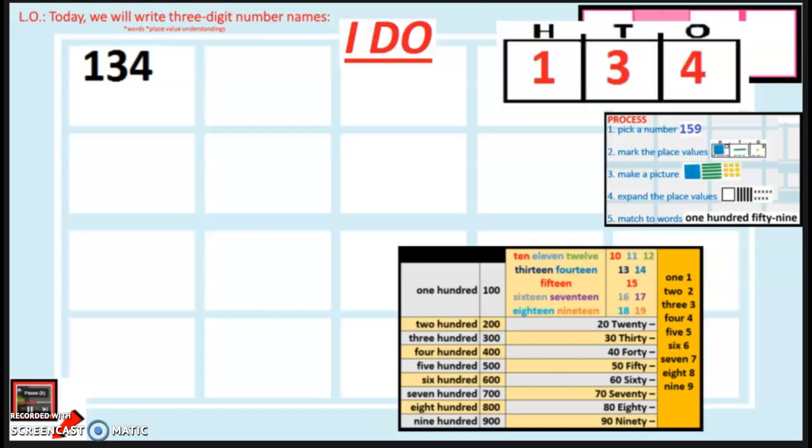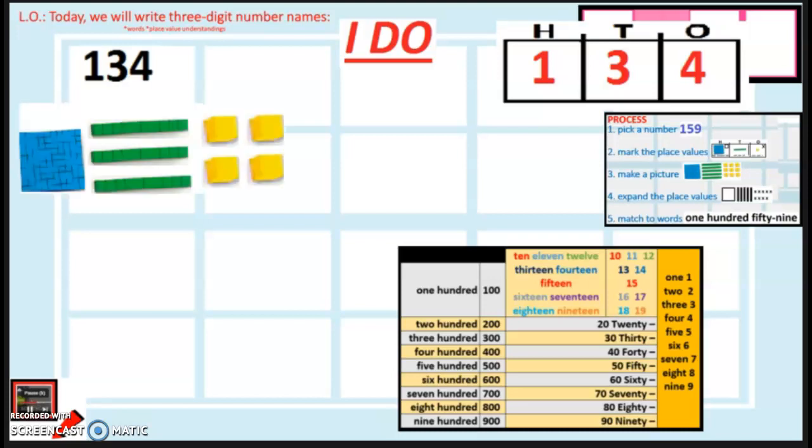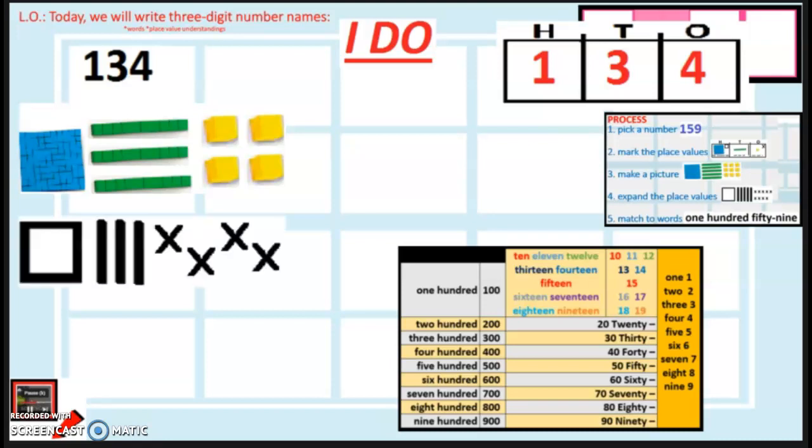On the chart, I have 100, 3 tens, and 4 ones. After that, I'm going to make a picture using my manipulatives. 1 flat, 3 rods, and then 4 units. After that, I'm going to expand it to those place value symbols. Just a little bit of extra help. After that, I'm going to match it to the word. So 134, I'm going to go ahead and match it.